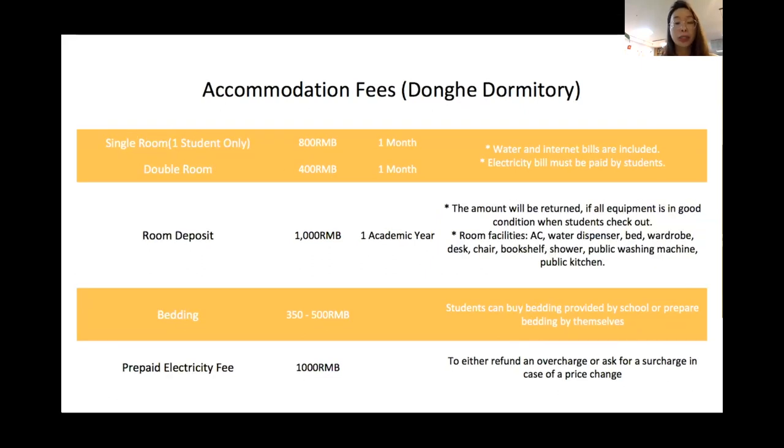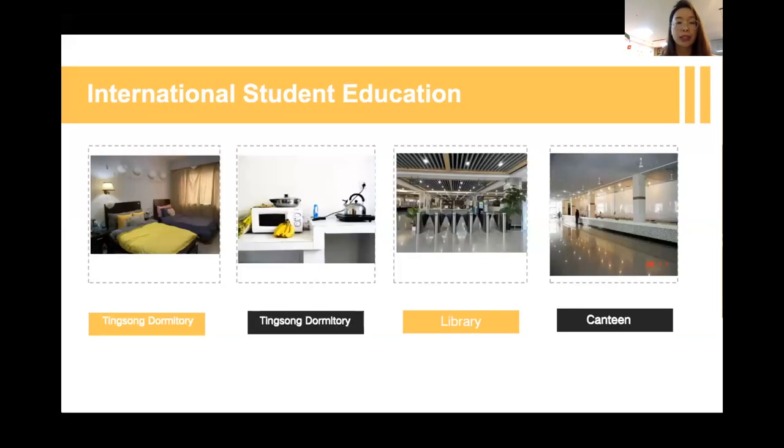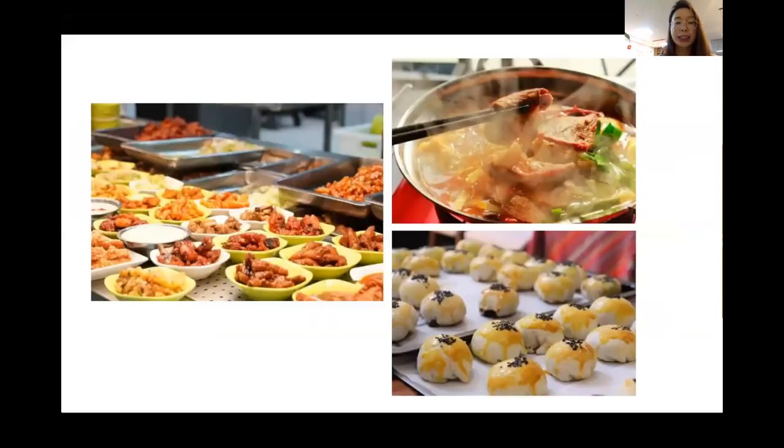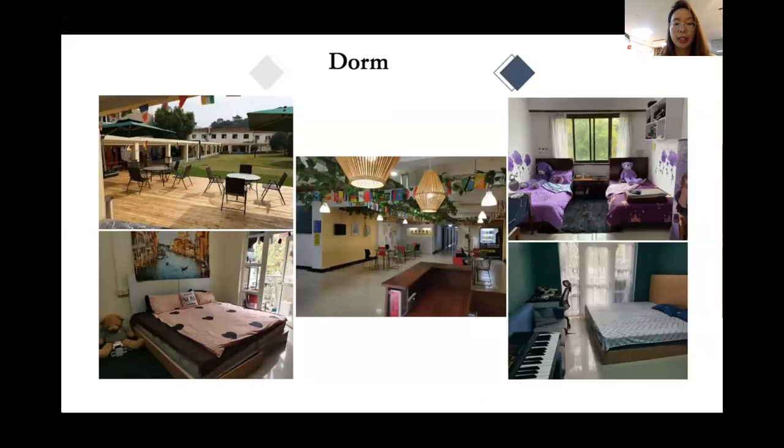For Donghe Dormitory, it's a little bit cheaper. For a single room, it charges 800 RMB, and for a double room, it charges 400 RMB. Other charges, for example a room deposit, will be required, but when you check out, it will be returned to you. Here are some pictures of our facilities, the canteen, the dorm.